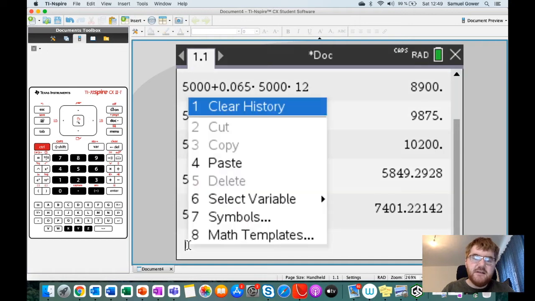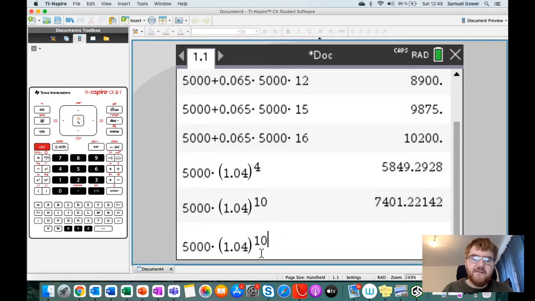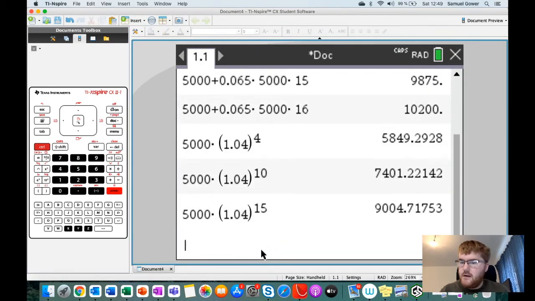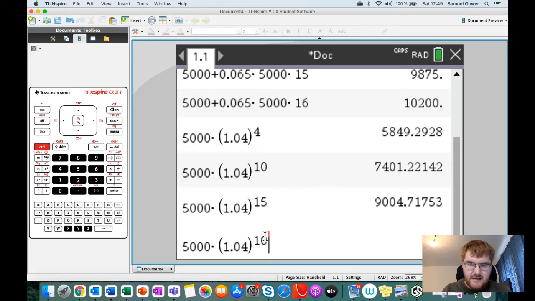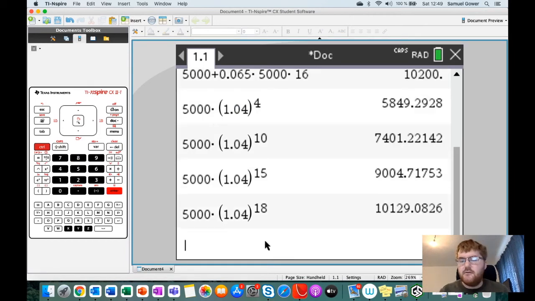Again, I'm going to use this nice trick of copying and pasting. So 10 didn't seem to be enough, so let's go up to 15. Let's see if that has an effect. We get 9,004, getting closer. Let's try a higher number. Let's try 18. Let's see how we get. And we're just doing this trial and error approach.